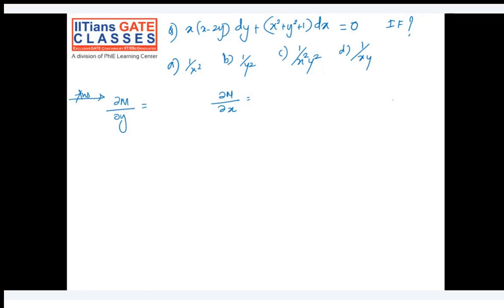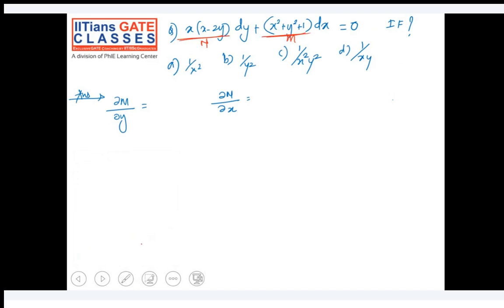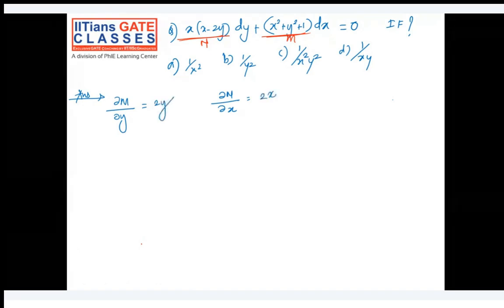Here, don't just blindly say first term is M and second term is N. Coefficient of dx is M, and coefficient of dy is N. So you should focus on the coefficient of dx and dy. So differentiation of M with respect to y is 2y, and differentiation of N with respect to x is 2x minus 2y. Okay, so they are not same, so it's non-exact. That is why they are asking us to calculate the integrating factor.